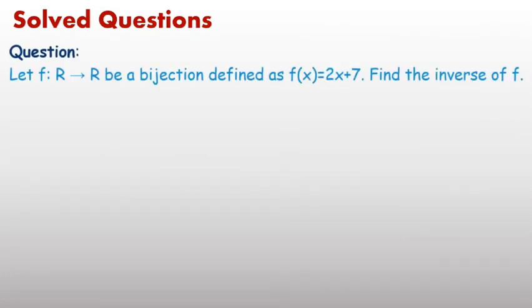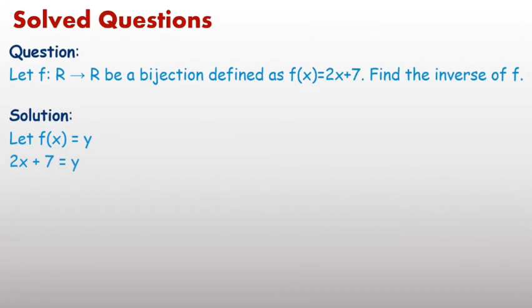For example, one question is here. f is a function from R to R, where R means real numbers. Being a bijection means the function is given as one-one and onto. If a function is one-one and onto, it is invertible. f(x) is given as 2x plus 7. You have to find the inverse of f.